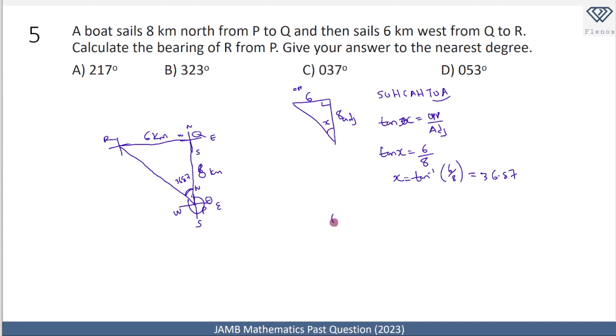So the angle theta, which is the bearing, is just going to be 360 minus 36.87. And that is just going to be 323.13, or to the nearest number, 323 degrees. And that makes option B the correct option.